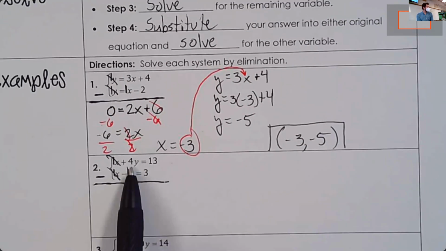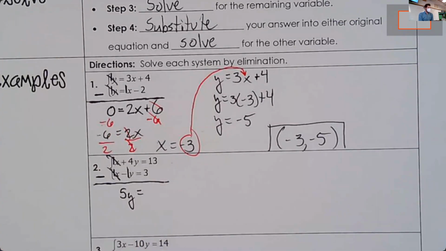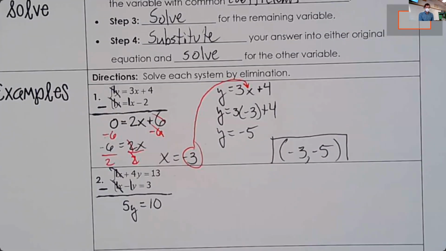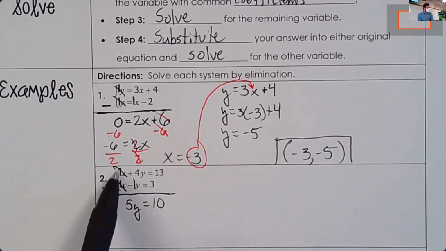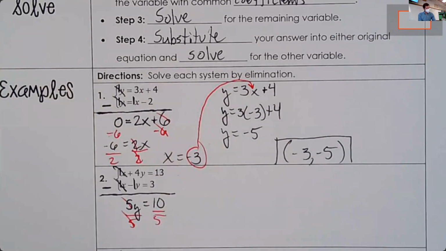And then we're going to take 4 and we're going to subtract -1. 4 minus -1 is the same as 4 plus 1. So that's 5y. And then 13 minus 3 is 10. So we have an equation that says 5y equals 10. So the x is canceled out. Now to solve for y, we just divide both sides by 5. And y equals 2.